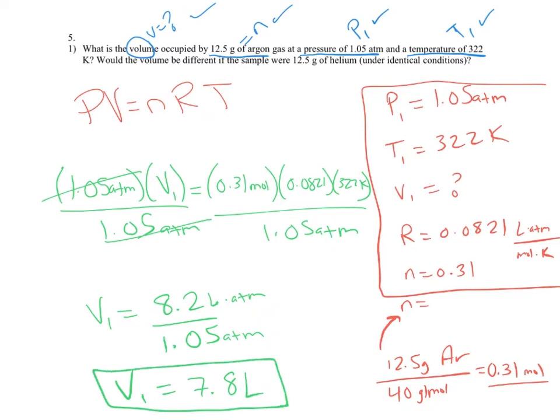Second part of the question says, would the volume be different if the sample was 12.5 grams of helium? So the pressure is the same, the temperature is the same, R is the same, but is N going to be the same? If I have 12.5 grams of helium, is it going to give me the same number of moles? I'll let you think about that one.